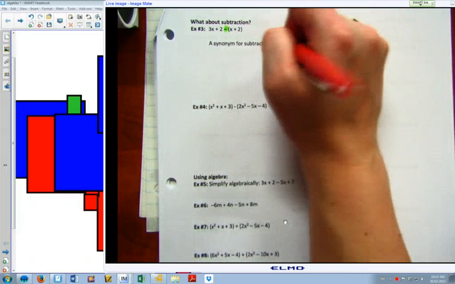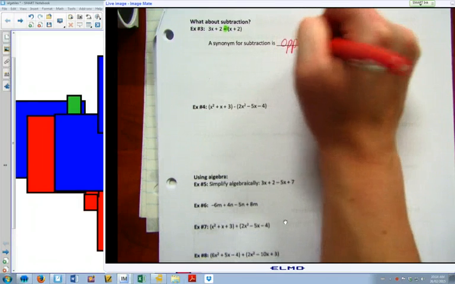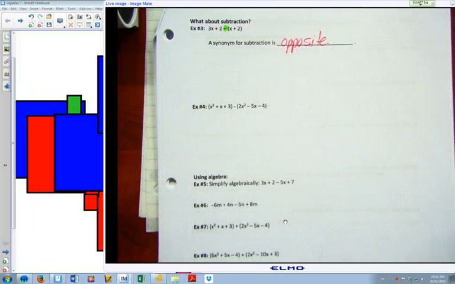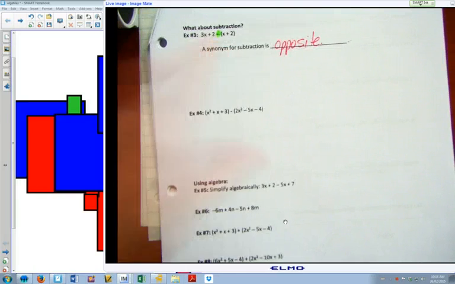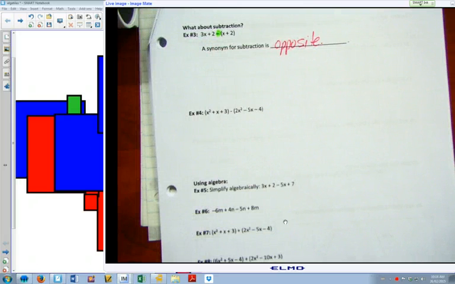Opposite was the word I'm looking for, and I grabbed my red pen for a purpose. Opposite. This is why mathematicians don't like language, because we just had 6 words to describe this one little symbol. In math, there's just a symbol. This is why words confuse us.